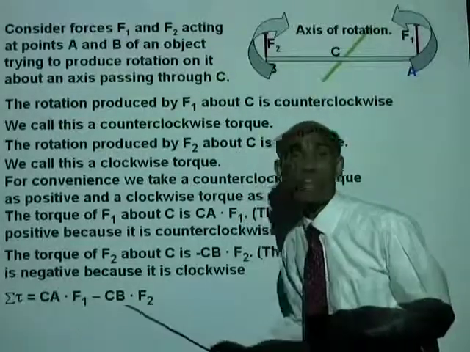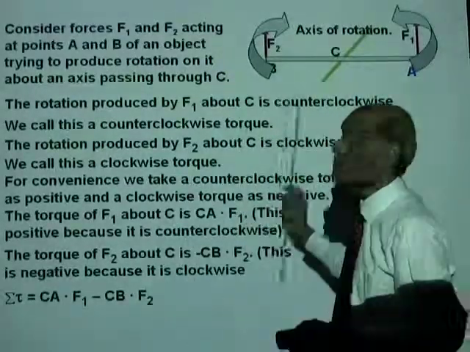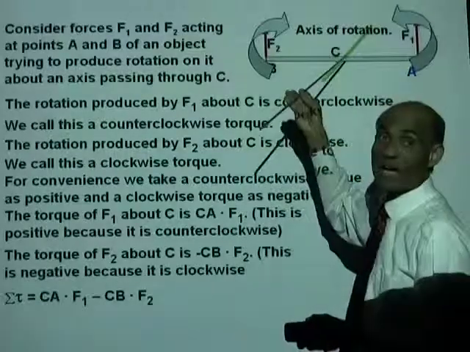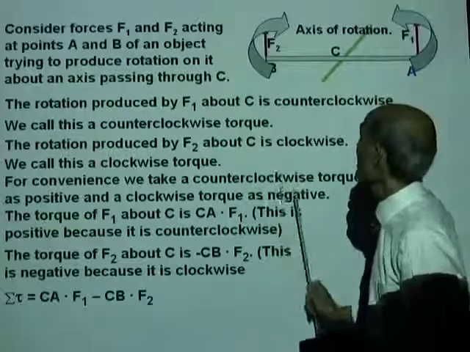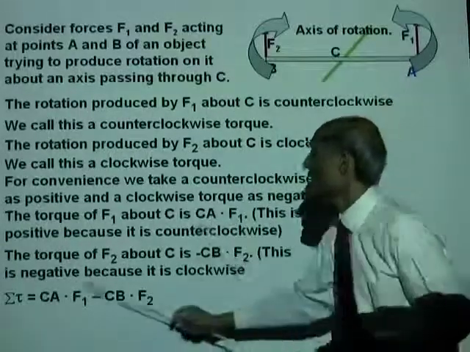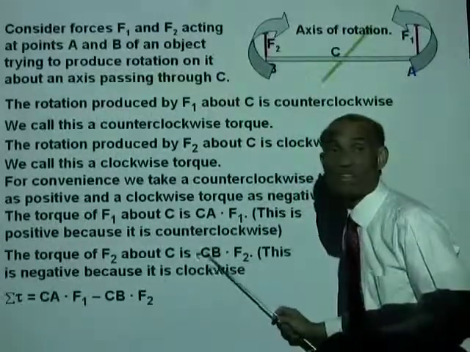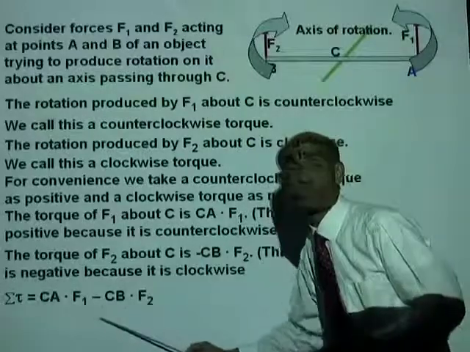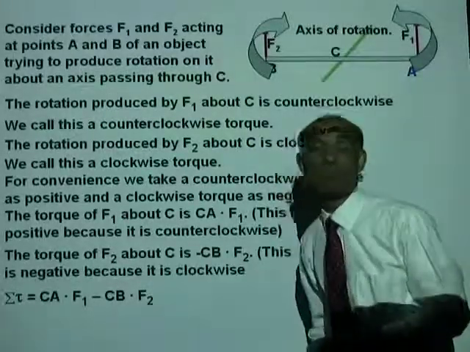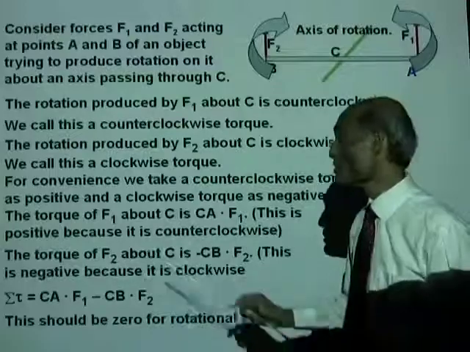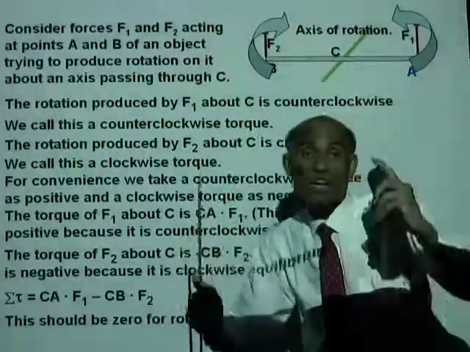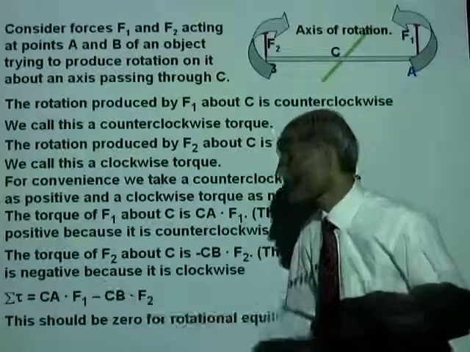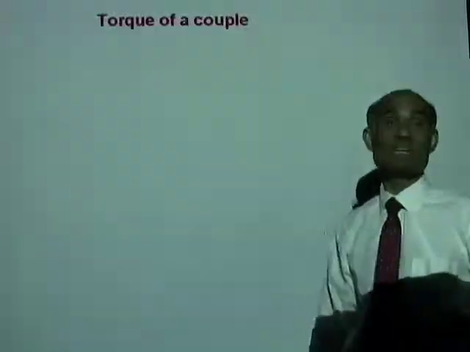Summation of tau, what is the sum of the torques of these two forces about the axis that passes through C? It will be CA times F1 minus CB times F2. This is the sum of the torques. And in order that this object may remain in rotational equilibrium, the sum of the torques must be equal to 0.